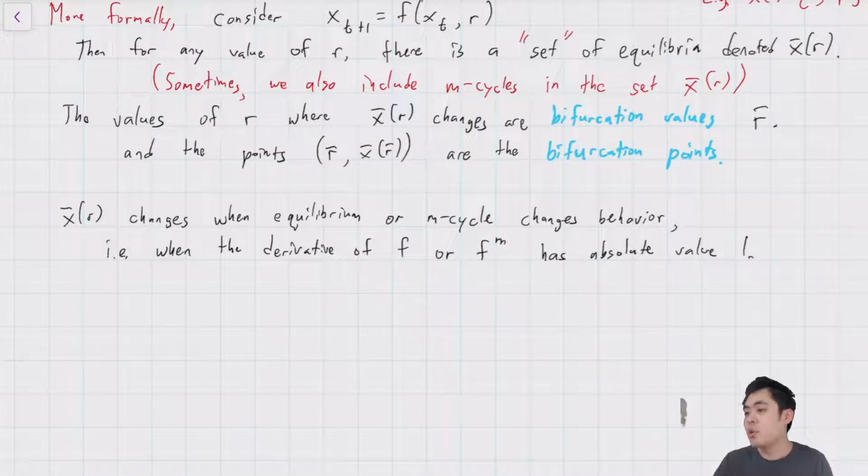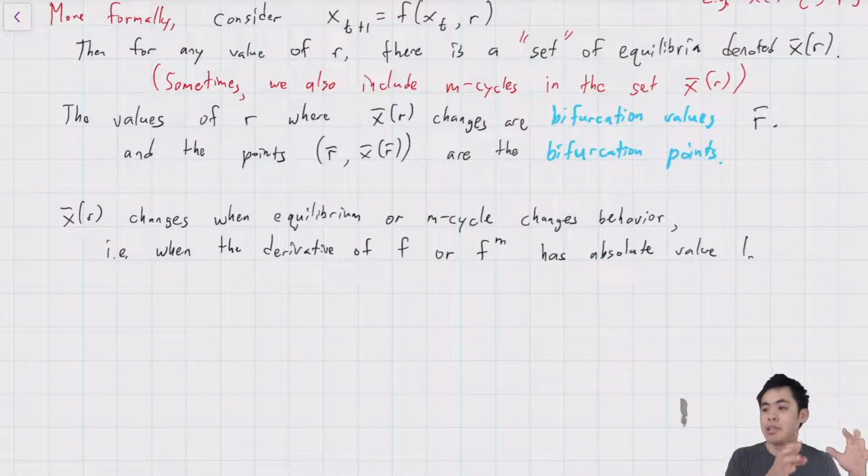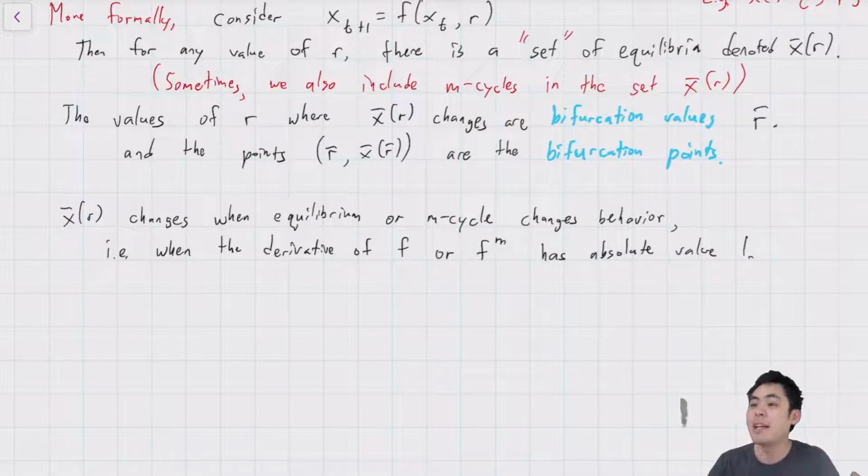Because you recall, when you have absolute value 1, you have to go to the further derivative test. But we're not going to worry so much about that, and just say that below absolute value 1, you have stable. Above absolute value 1, you have unstable. And this is true for both equilibria and M cycles. And so the set of equilibria changes whenever one of the derivatives at one of our bifurcation points has absolute value 1.